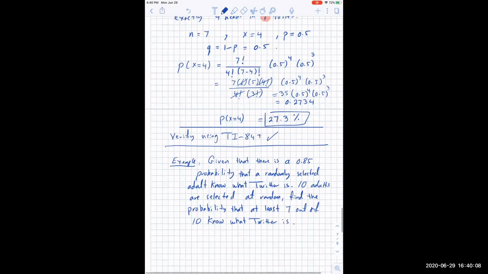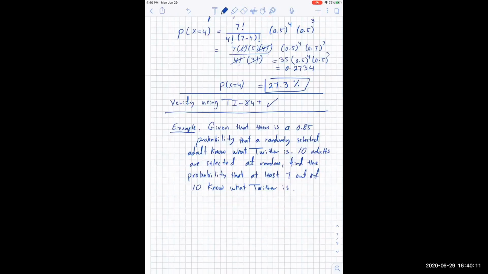So, is this a binomial experiment? The answer is yes. We are randomly selecting individuals from the population. How many are we selecting? 10. So n is 10, 10 trials. That selected person either knows or does not know what Twitter is. Now, what is the probability of success, that the person knows? It is 0.85.